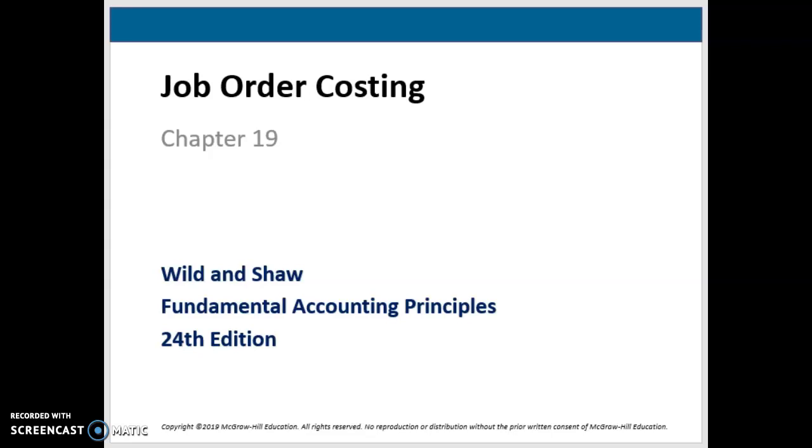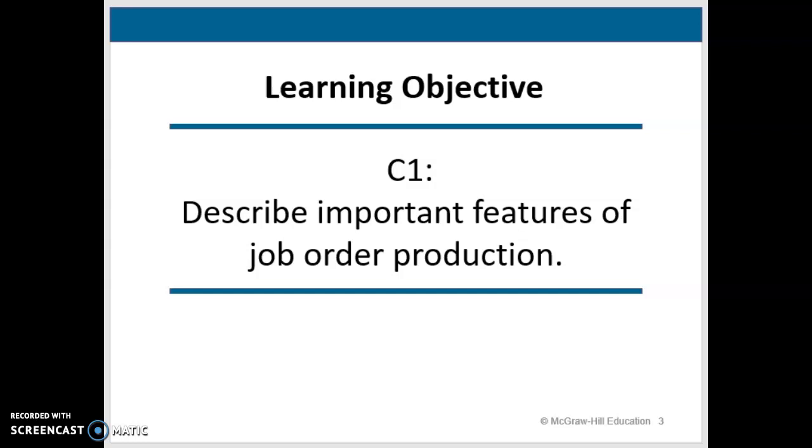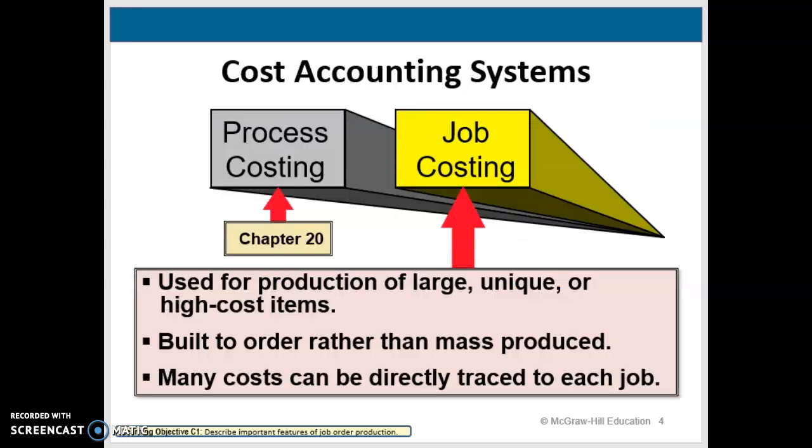Hi everyone. We are going to look at Chapter 19, which is Job Order Costing. Job Order Costing is going to take us a little bit more into that manufacturing process, and we're going to look at some of the differences in the different costing systems. So we can have process costing, which is in Chapter 20.